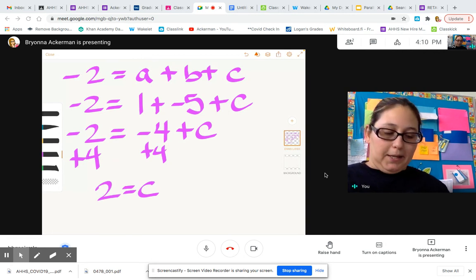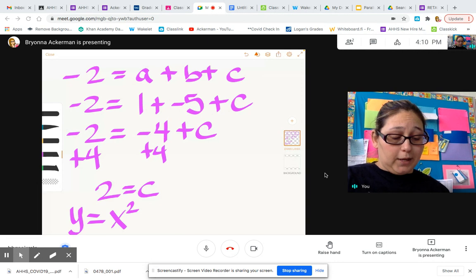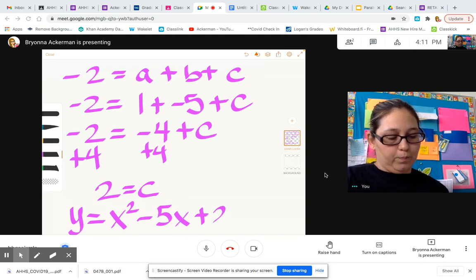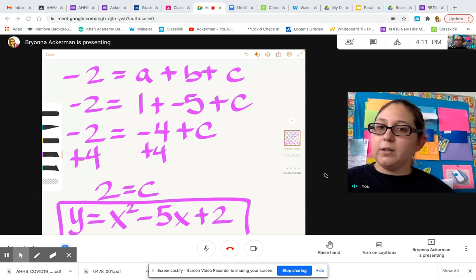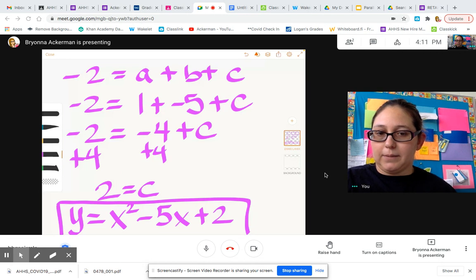Now that I know a, b, and c, I just rewrite it so that I have the equation. So the equation again is y equals ax squared. But a was 1, so I can just put an x squared. And then it's plus bx, but in this case, b is negative, so it's actually going to be a negative 5x. And then c in this case was 2, so plus 2. I now have my quadratic equation that I was able to find by just having 3 coordinate points.